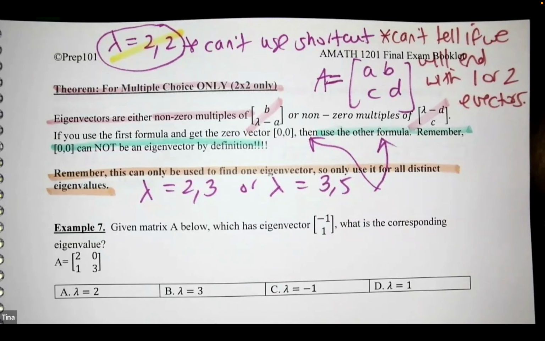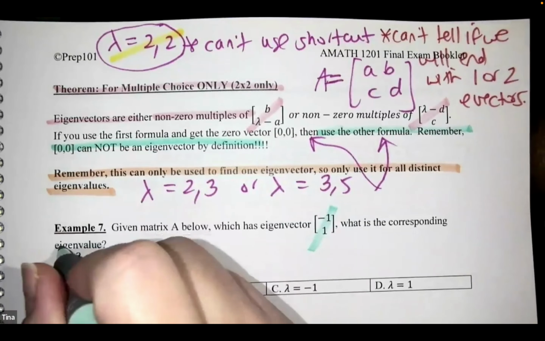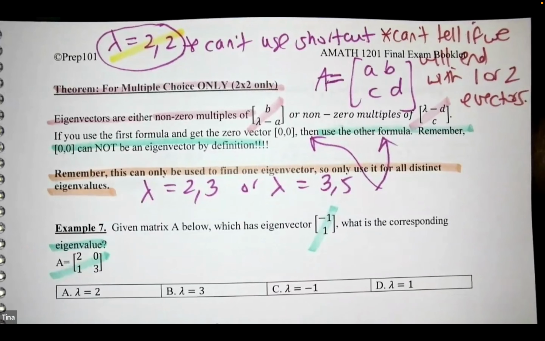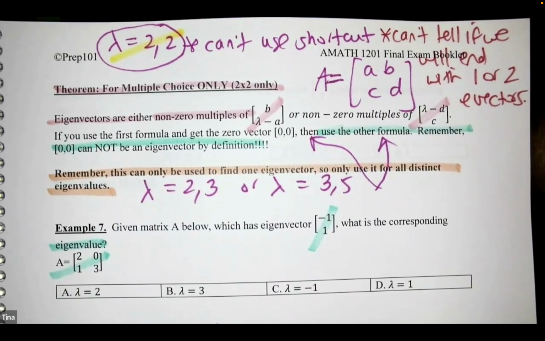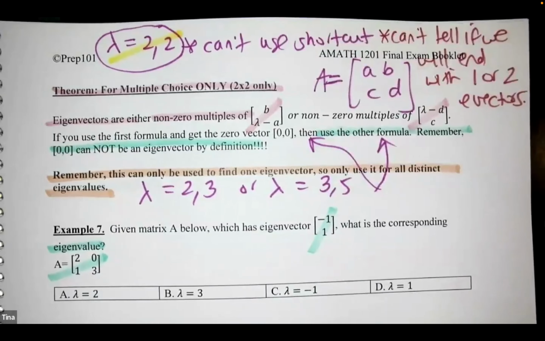Okay, so example 7, halfway down page 259. Given matrix A, which has eigenvector -1, 1, what is the corresponding eigenvalue? We can do this in a few different ways, right? I left room on this page to do more.